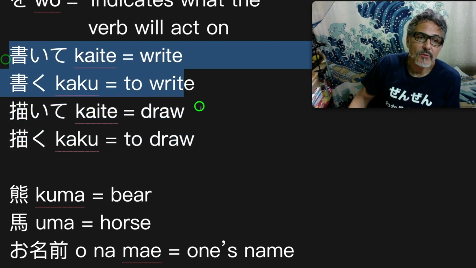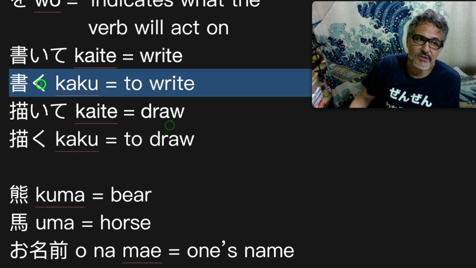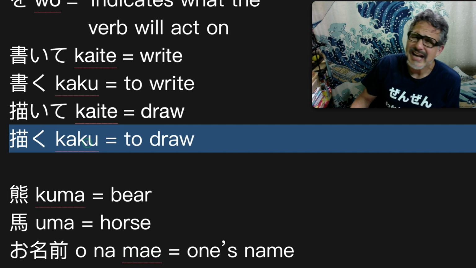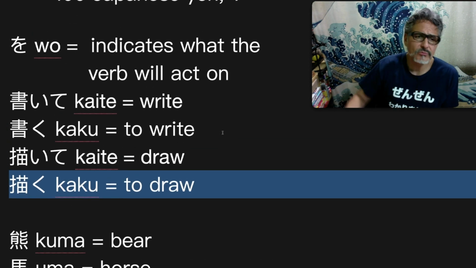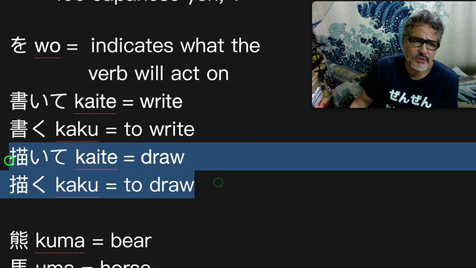Anyway, so we have two kakus. The first kaku is this kanji, and it's to write, and the second kaku is to draw. I've also seen an egaku version, but in today's lesson, we're just gonna worry about this version, which is kaku.